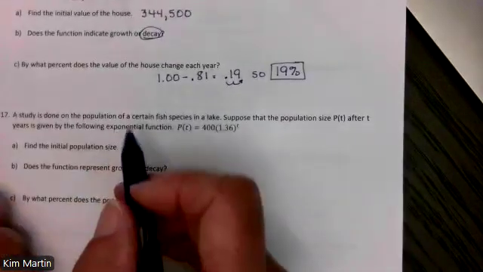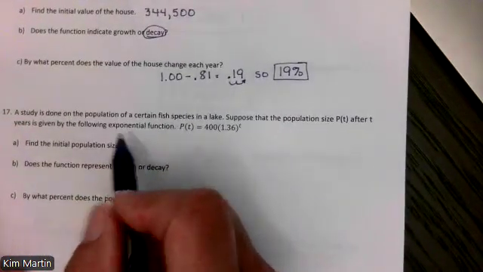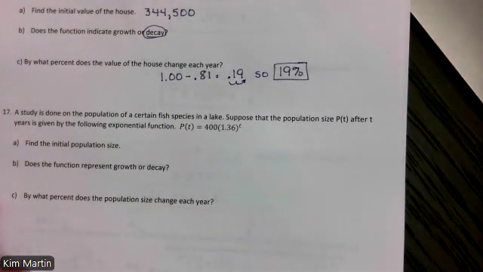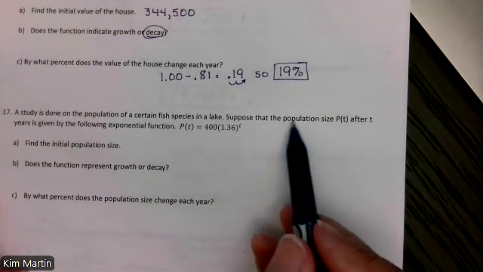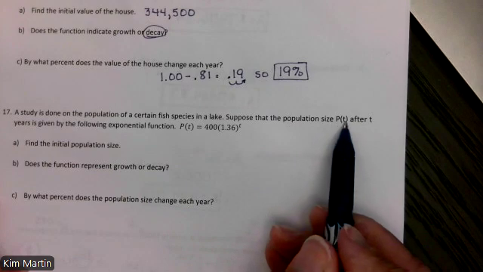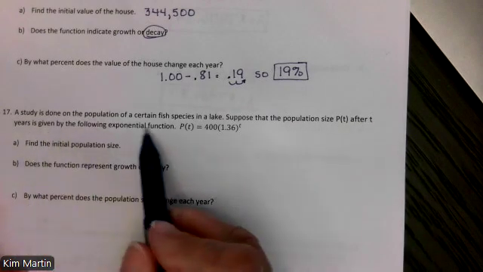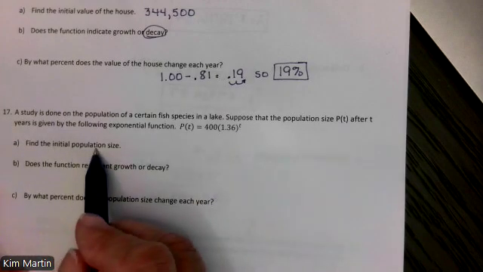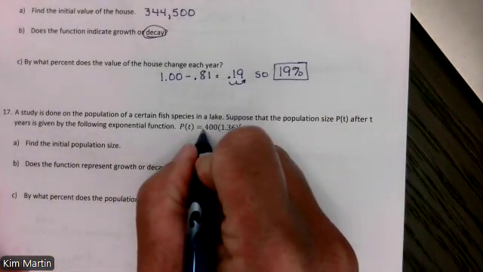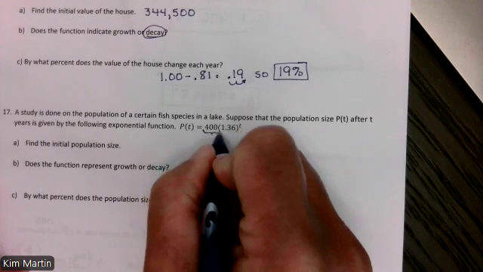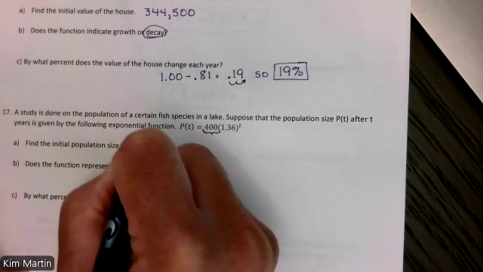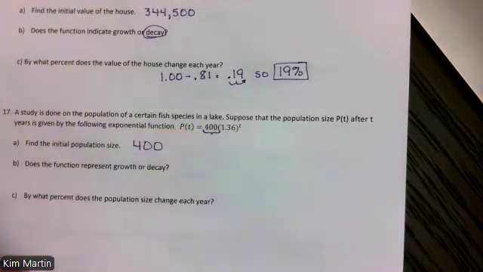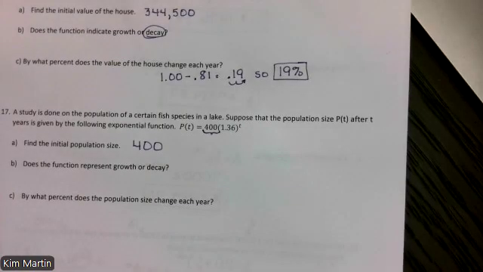Okay. 17, a study is done on the population of certain fish species in a lake. Suppose that population size P of t after t years is given by the following exponential function. Okay, find the initial population size. This right here is our initial amount. It's always in the same place. Okay, so our population size, there's 400.